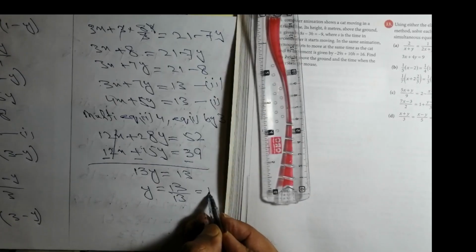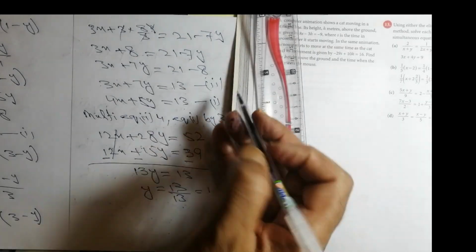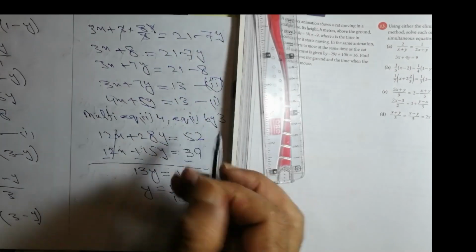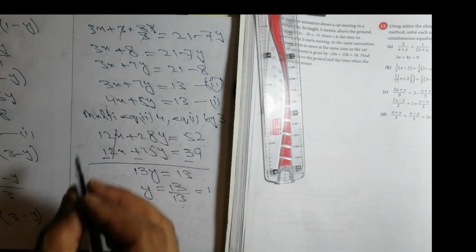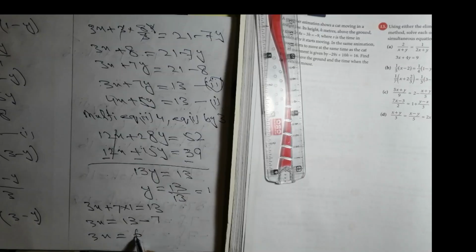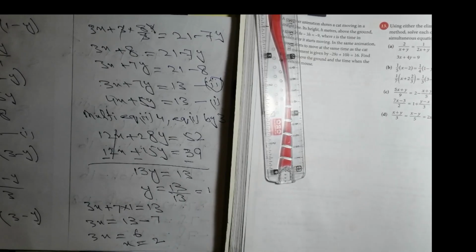Now put value of y in any of the equations, either in equation 2 or in 1. This is equation 2, and this one is 1. So I put value of y in equation number 1. So 3x plus 7 into 1 equal to 13. 3x equal to 13 minus 7, 13 minus 7 is 6, and x will be equal to 6 by 3, that is equal to 2. So x equal to 2, y equal to 1. This is the answer.